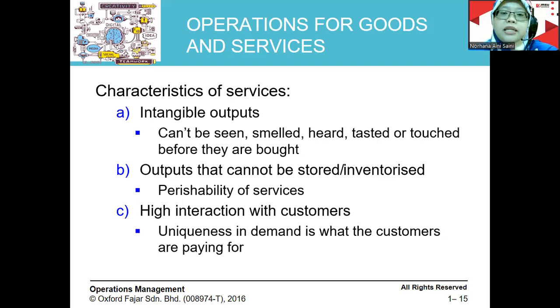So meaning that that can be seen. That becomes the intangible. The same goes if, let's say, you go to a hotel. The hotel can provide you a room, so you can see only the pillow, which is the item. But the service of the hotel provider, you cannot see. So that we call the intangible output.